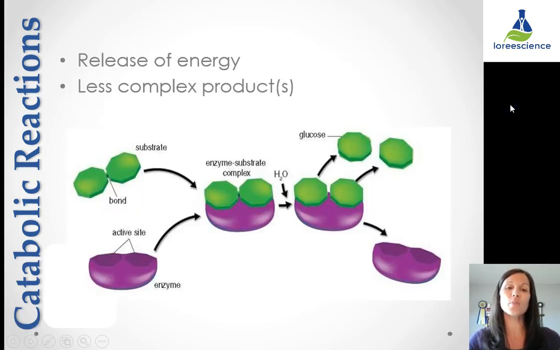In catabolic reactions, we have the overall release of energy, and this is because we end up with less complex products than we began with. So in this case, we have a disaccharide binding to an enzyme. The enzyme will then lower the activation energy. In this case, it is a hydrolysis reaction, so water is added to help break that bond, and you have two monomers released. The enzyme can be recycled again.